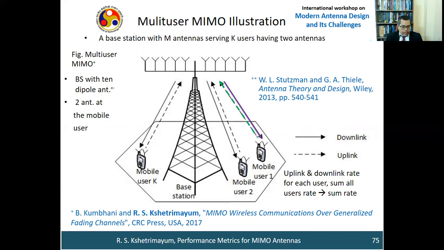Because of the scenario we're considering, multi-user, we actually sum the capacity of all users. So that's why sum rate. Sum rate will have two cases, one for the uplink and one for the downlink. So we do not have only one channel capacity here. We have two channel capacities, one for the uplink and one for the downlink. And here we usually call this sum rate because we're summing the rate of every user.